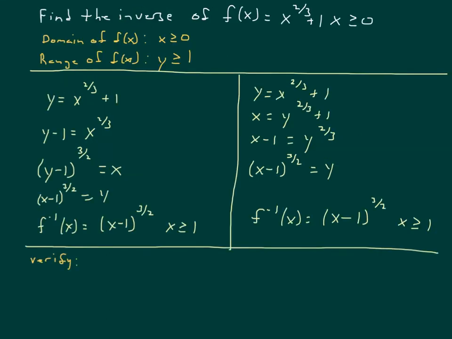Let's look at this example. We want to find the inverse of f of x, where f of x is equal to x to the 2/3 power plus 1, and x is greater than or equal to 0. Now, why do we have that inequality there? If you remember from last year, we talked about it then. The purpose for that inequality is to guarantee 1-to-1.